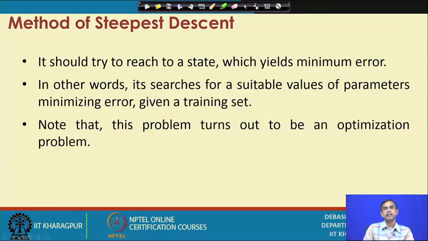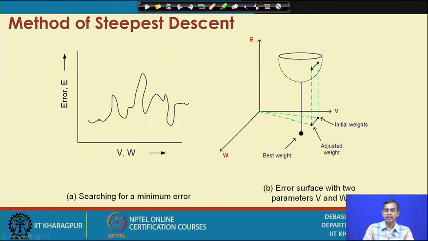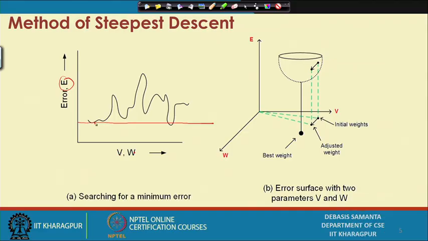Now, let us see what the steepest descent method is. As it is an optimization problem, if we consider V and W as the input parameters, then for different values of V and W we can have different errors. This can be represented by this kind of variation, showing how the error varies with different values of V and W. So far as the minimum error is concerned, this is basically the global minima. You have to find this V and W value, so that this is the minimum error.